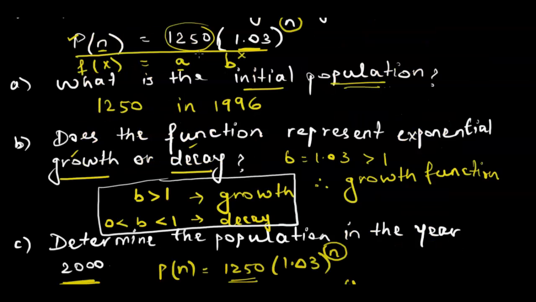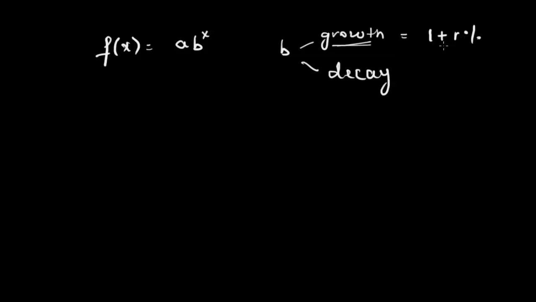Now in the same question, another thing that can be asked is, what is the growth rate? Part B of the question just asks us whether this function represents an exponential growth or decay. We know this is a growth function, but if they ask us what is the growth rate, then how do we do it? For any function that we are given, a b to the power of x, we know b represents either growth or decay. If b is a growth change, then b can be represented as 1 plus r%. And if b is a decay change, then it would be represented as 1 minus r%. This r% is a rate of change.